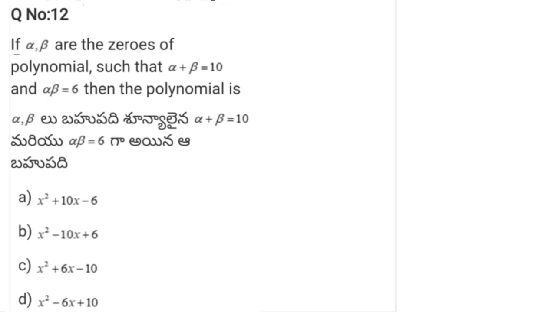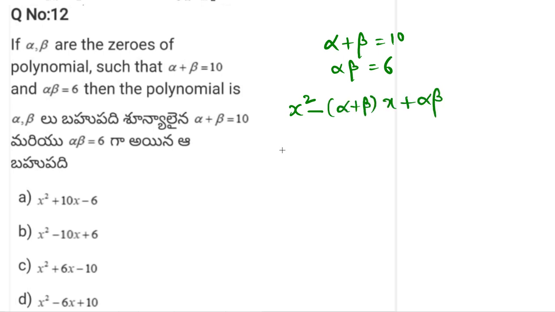If alpha, beta are the zeros of a polynomial such that alpha plus beta equal to 10 and alpha beta equal to 6, then the polynomial is, given that alpha plus beta equal to 10 and alpha into beta equal to 6. If alpha plus beta and alpha beta are known, then the quadratic polynomial is x square minus of alpha plus beta into x plus alpha beta. So this is equal to x square minus, actually the general form means we need to write k into like this, but we can ignore k here. We can take k equal to 1 here.